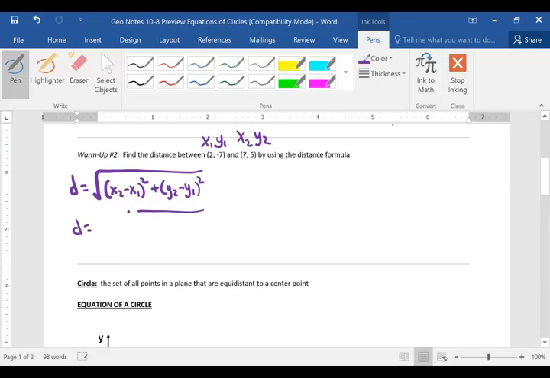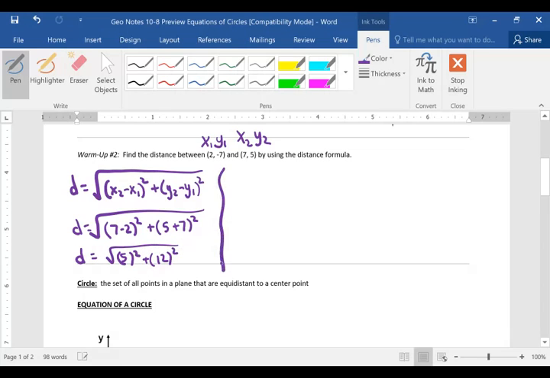So we have D equals square root of the quantity, 7 minus 2 squared, plus 5 minus -7 squared. So distance equals square root of 5 quantity squared plus 12 quantity squared. Simplifying that, we have D equals the square root of 25 plus 144, which is the square root of 169, which is also 13, which we found above.